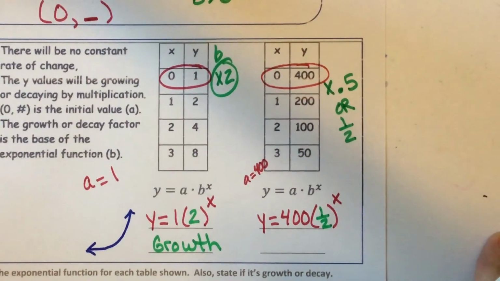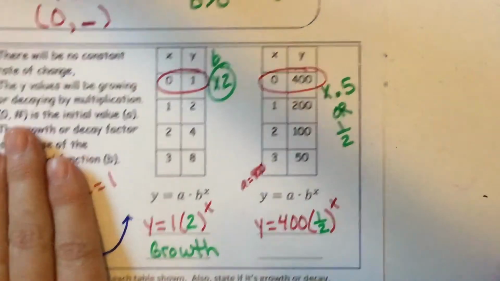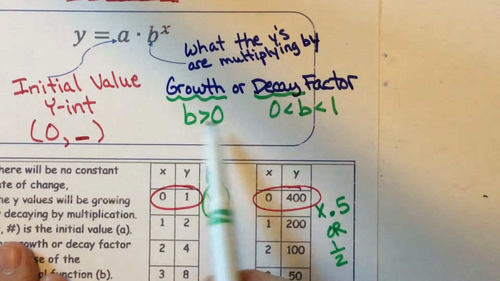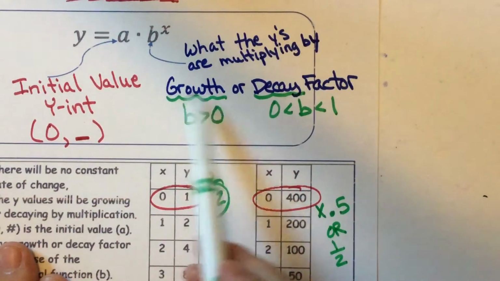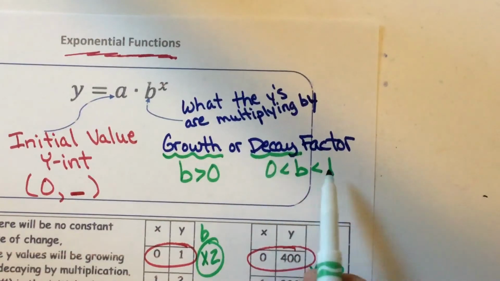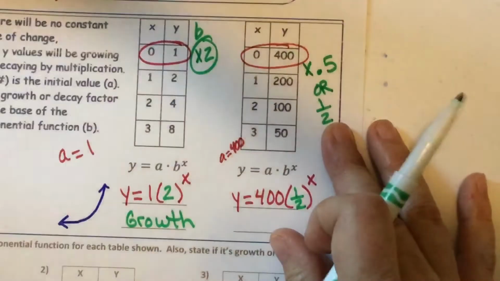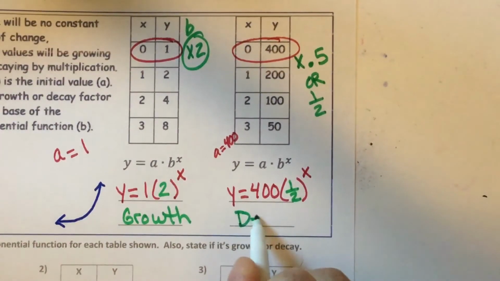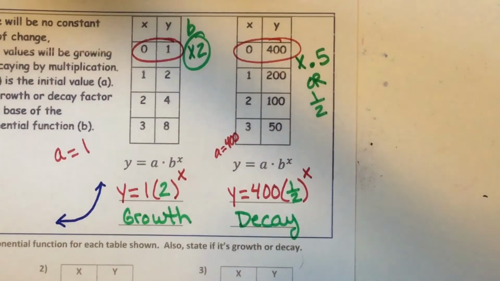All right, now let's see, growth or decay. So looking up here, if B is a number bigger than 1, it's growth. Well, 1/2 is not bigger than 1. 1/2 is somewhere between 0 and 1. So this is decay. So this is an example of exponential decay.